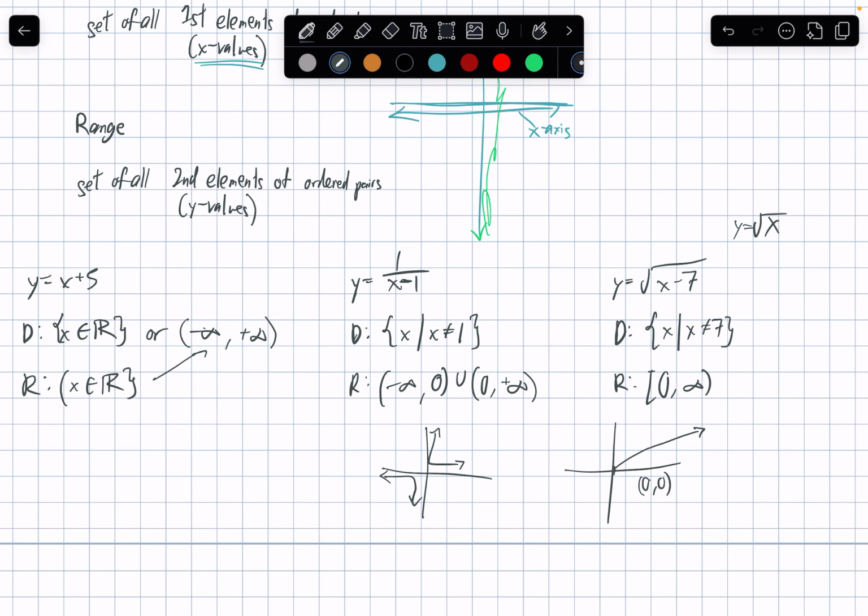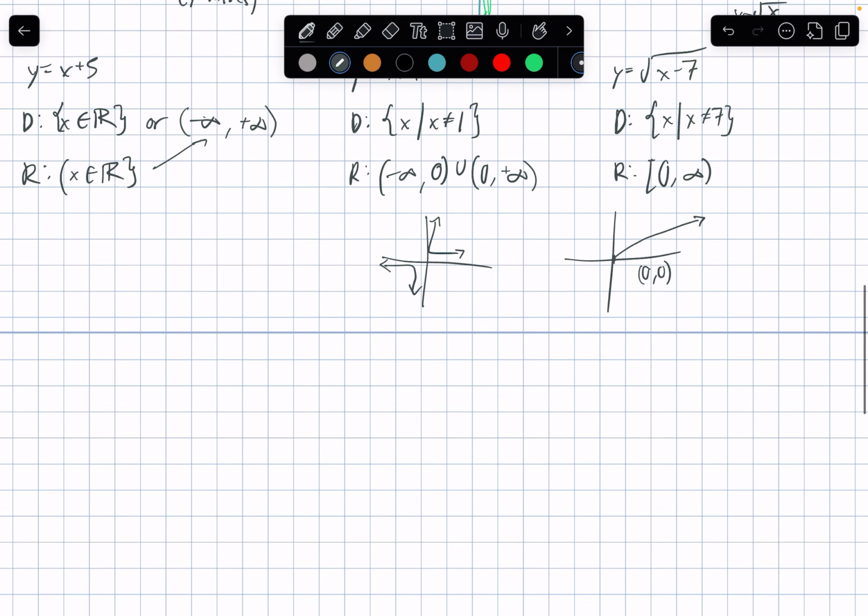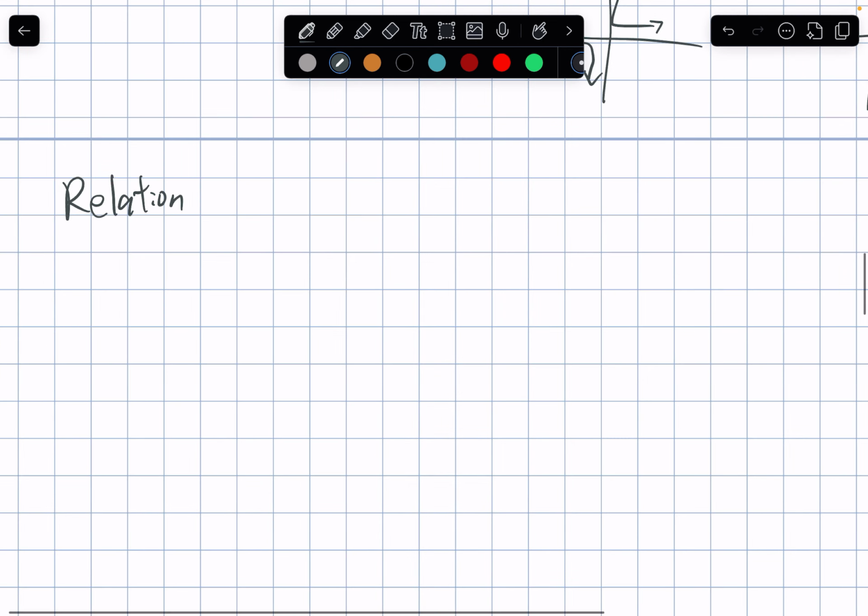Okay, so by the way, there's something called a relation. What you have to know here is that not all relations can be functions, but all functions are relations. Sorry, wait, let me rewrite what I just said. Okay? So how do you determine if a relation is a function?